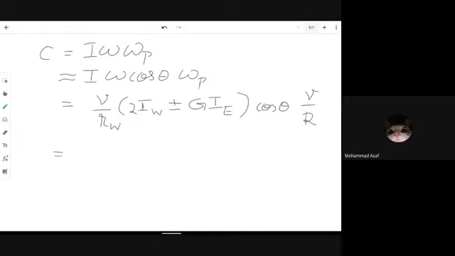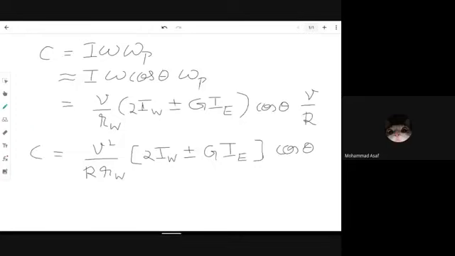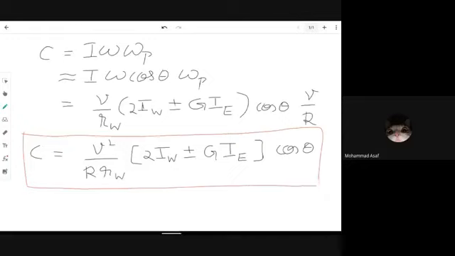Just rearranging the terms, we now obtain this as v square divided by capital R into small r w multiplied by 2 into IW plus or minus G into IE whole multiplied by cos theta. This is what we obtain as the mathematical relation for the effect of gyroscopic couple.